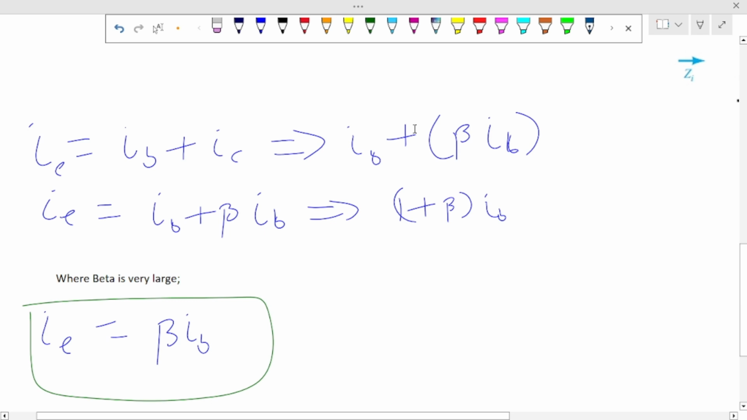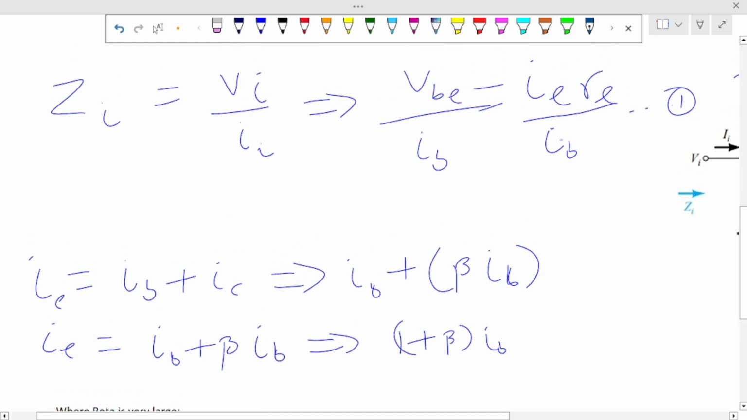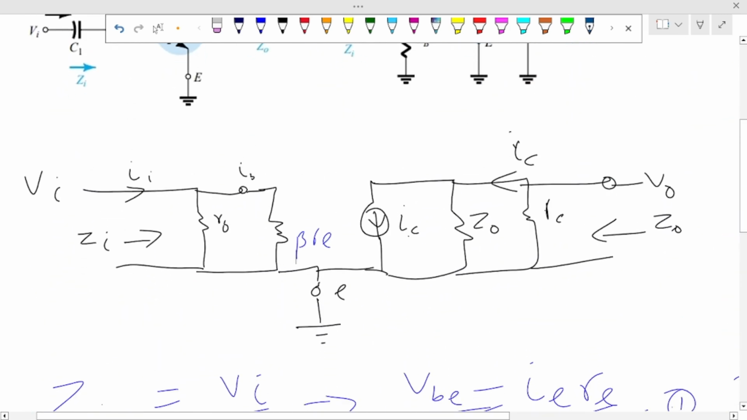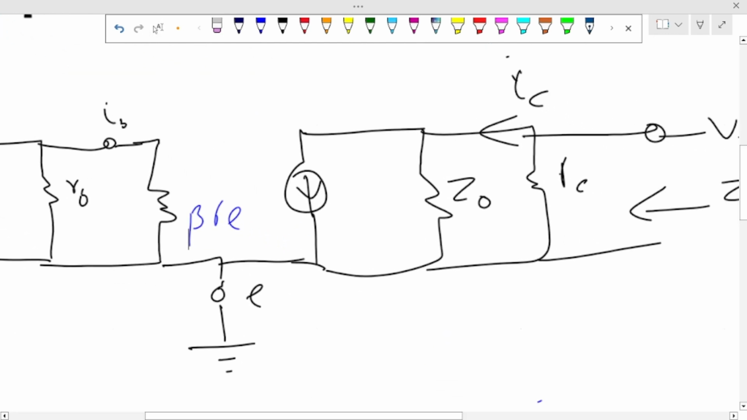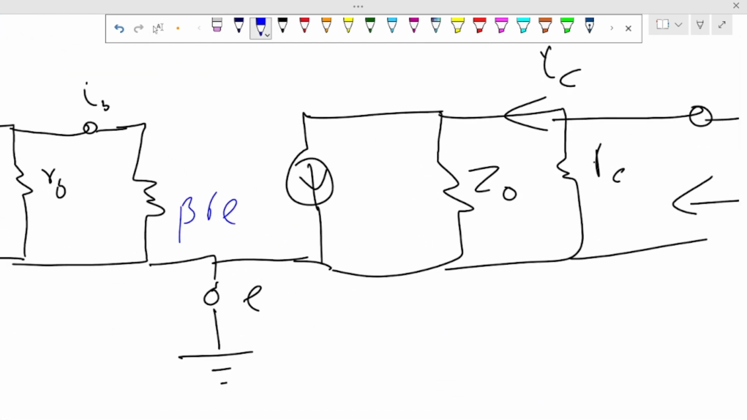IC. Look at it. You see? IC equals beta IB. So just replace that here. So we now have beta IB. This is what you see in some textbooks.